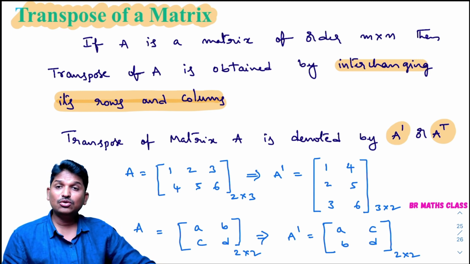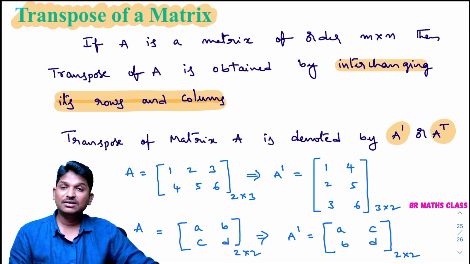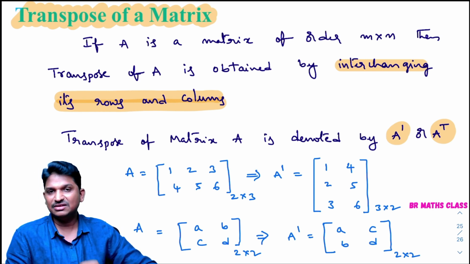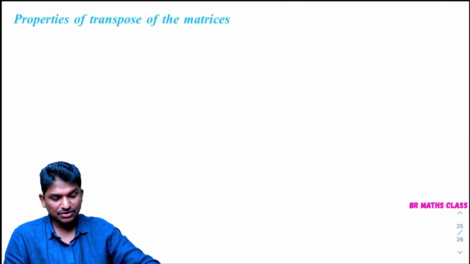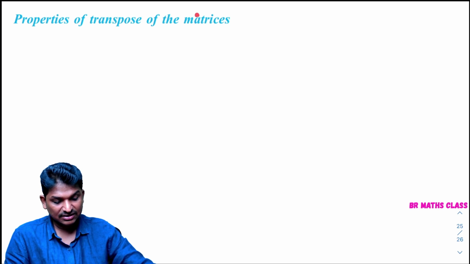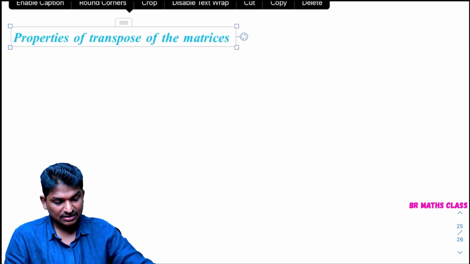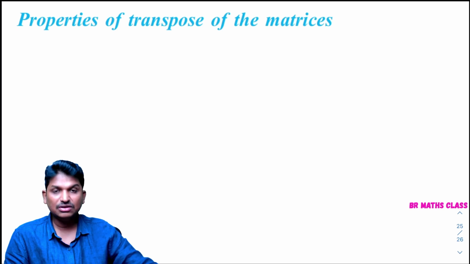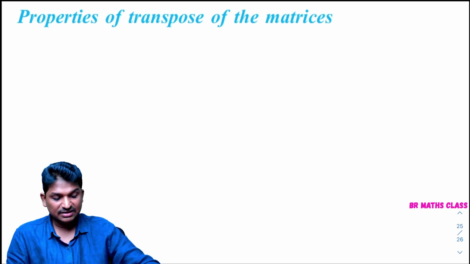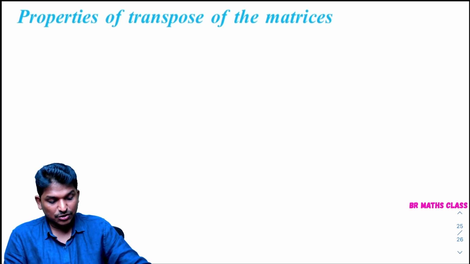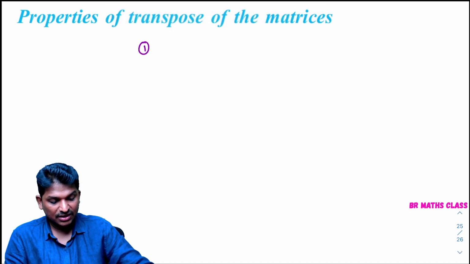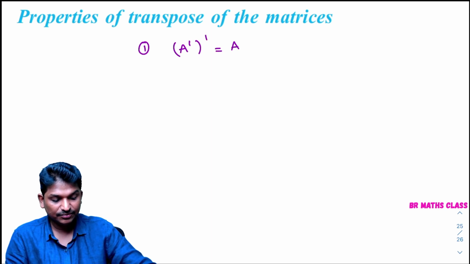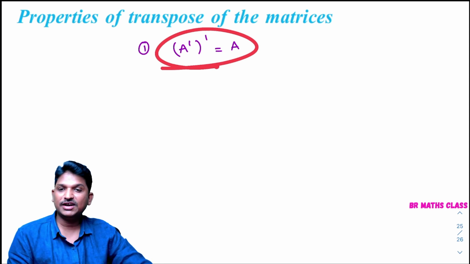Now, one more important thing is there: properties of the transpose of a matrix. This is important. You must know what the properties of the transpose of a matrix are. First property: A transpose whole transpose equals A.